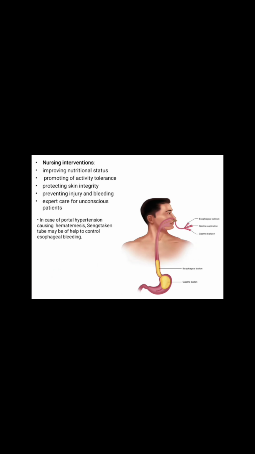Nursing interventions. Improving nutritional status, promoting activity tolerance, protecting skin integrity, preventing injury and bleeding, and expert care for the unconscious patient. In case of portal hypertension causing hematemesis, a Sengstaken tube may help to control esophageal bleeding.